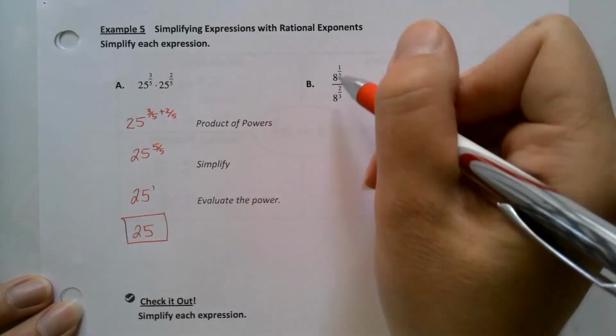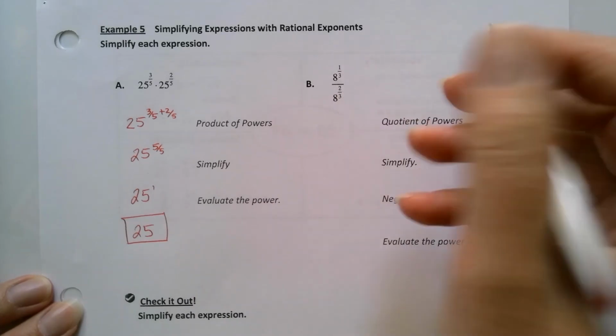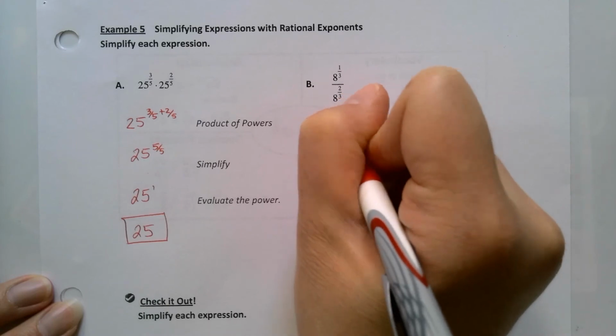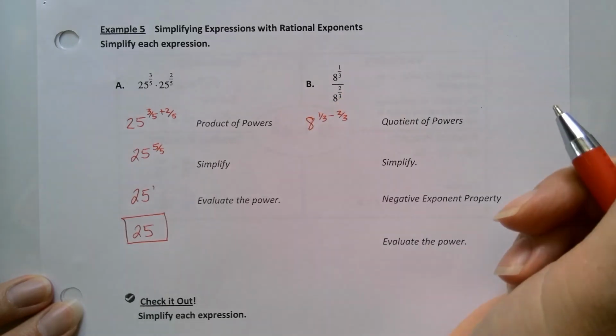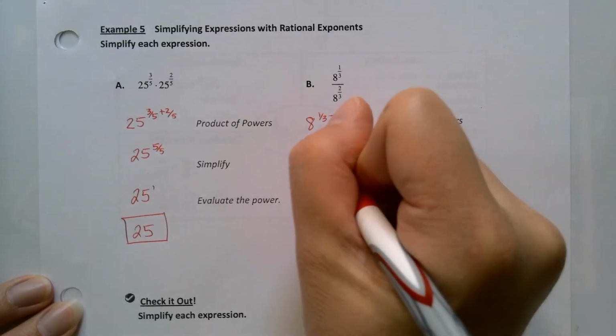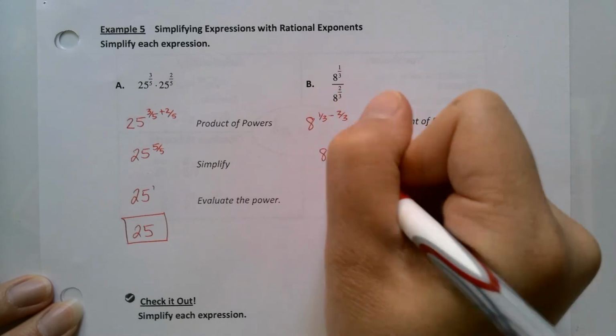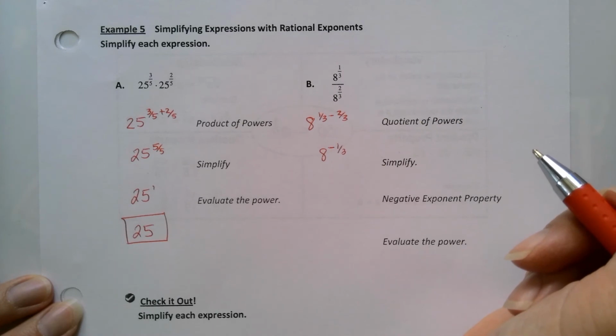All right, here I have division, and when I have division, I subtract. So I'm going to show that. It's going to be 8 to the 1/3 minus 2/3. All right, so when I go to do that and I simplify, I end up with 8 to the negative 1/3. 1 minus 2 is negative 1. Keep the common denominator of 3.